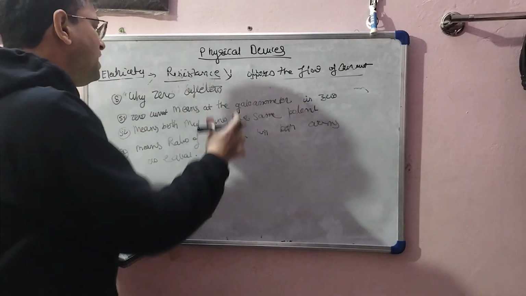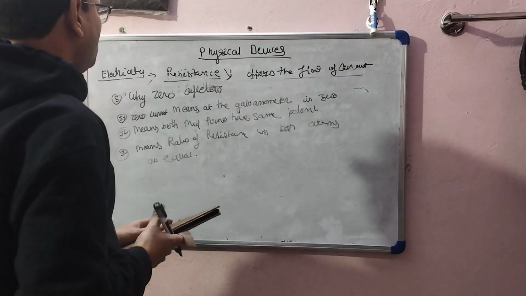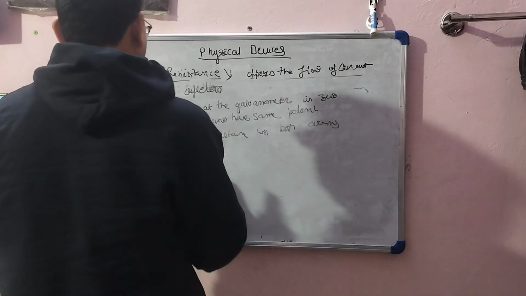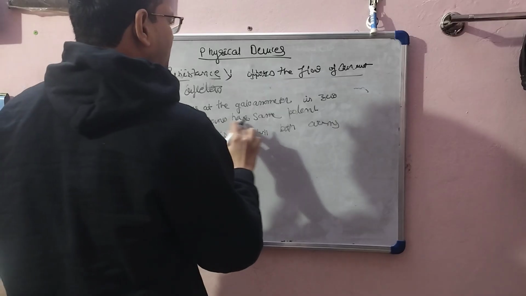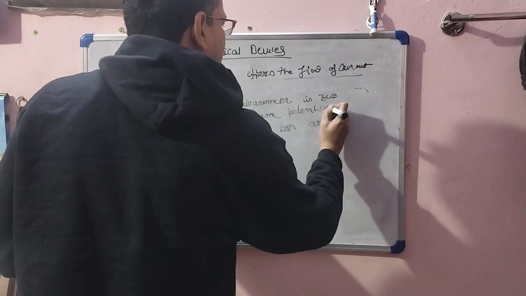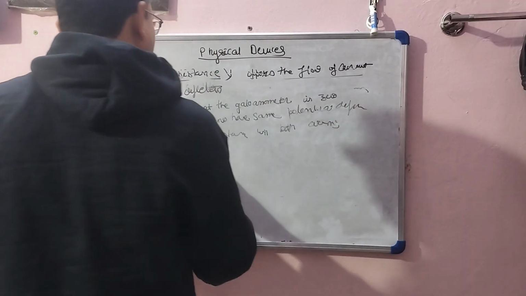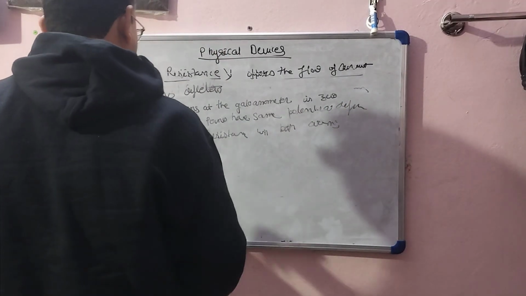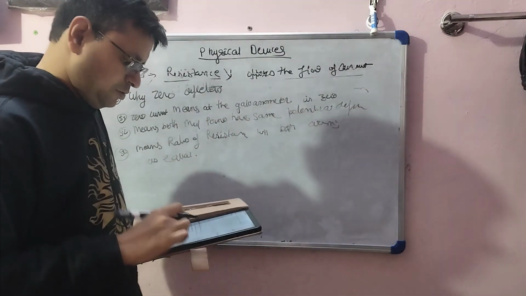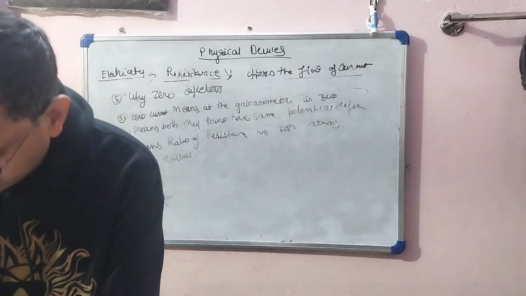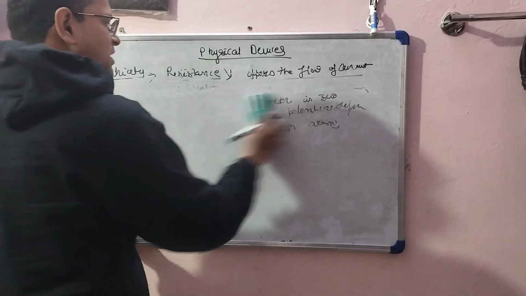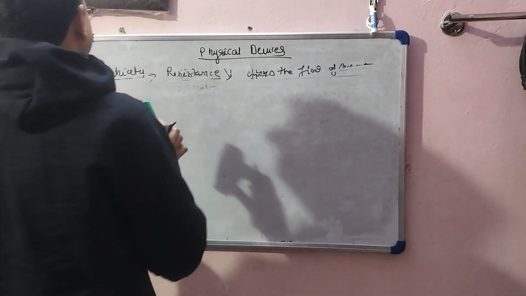This is the point about zero deflection. Zero current means at the galvanometer there is zero potential difference. It means both midpoints have the same potential, which means the ratio of resistance in both circuits is equal. So this is the balance equation. I think you can understand it easily.